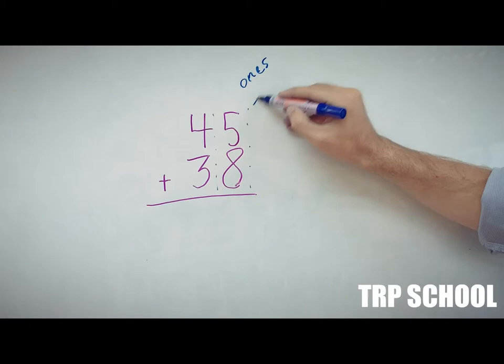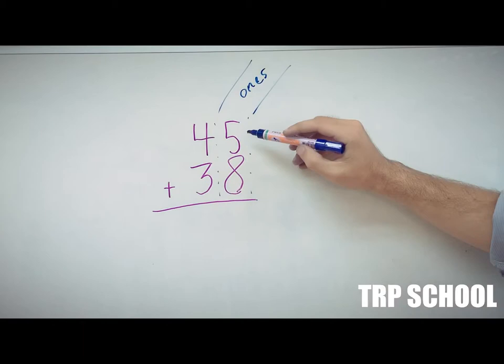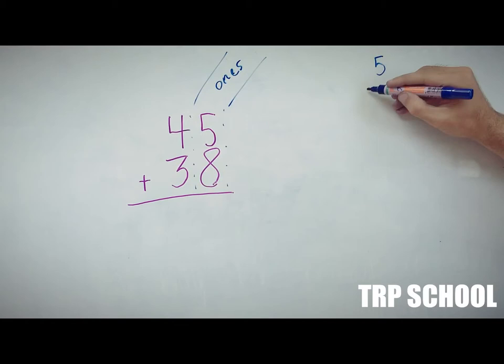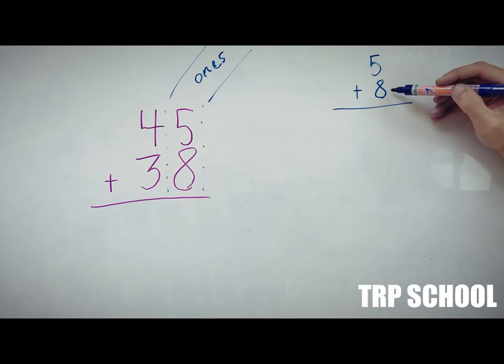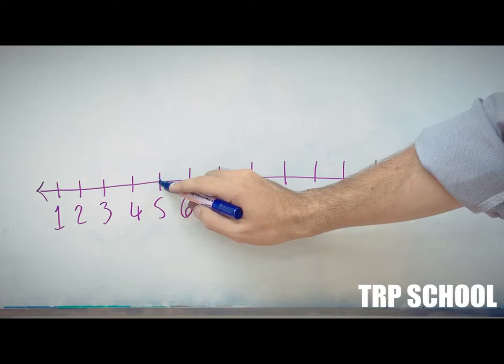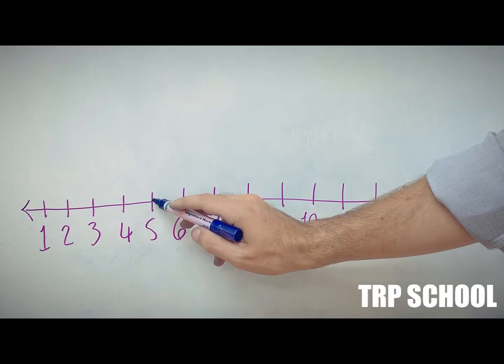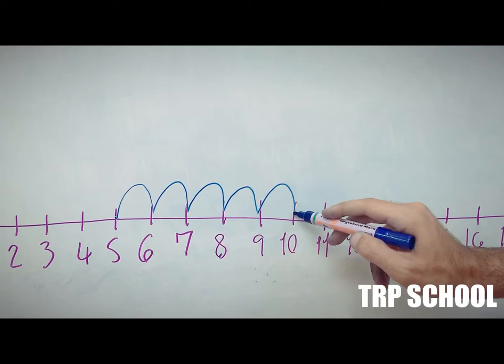We can begin by adding our 5 and our 8 together. Let's start. 5 plus 8. Because we know that this number is going to be larger than 10, let's use a number line to figure out the problem. I'm going to start at 5, and I'm going to move along 8 times to find my answer. Let's count to 8. 1, 2, 3, 4, 5, 6, 7, 8.